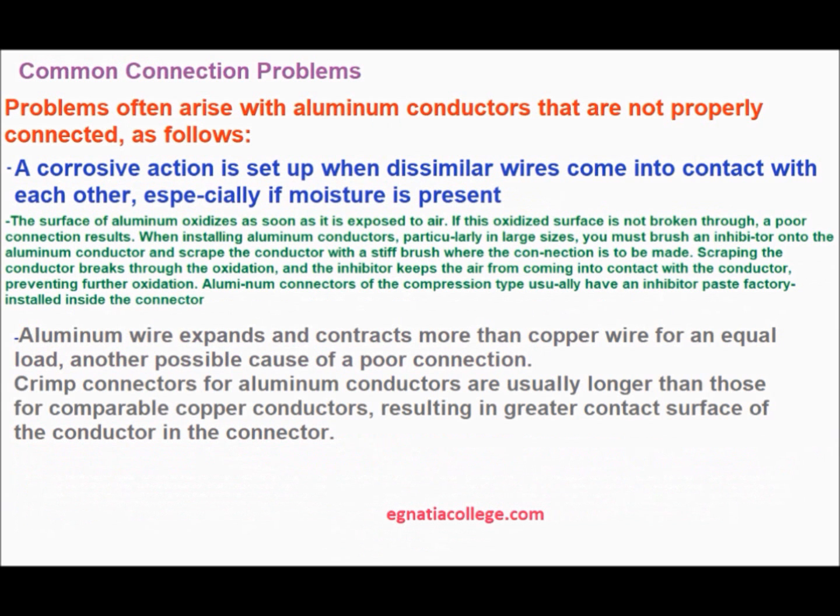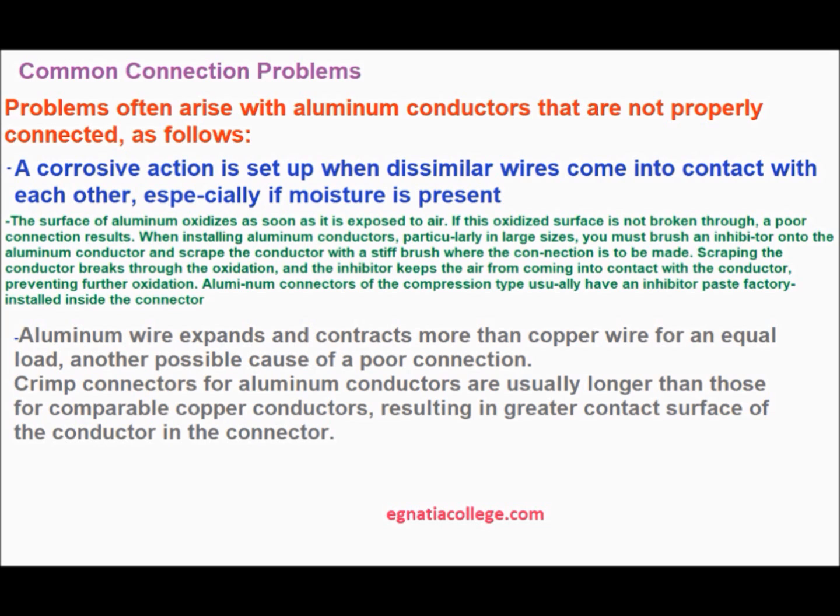Common connection problems. Problems often arise with aluminum conductors that are not properly connected as follows. A corrosive action is set up when dissimilar wires come into contact with each other, especially if moisture is present. The surface of aluminum oxidizes as soon as it is exposed to air. If this oxidized surface is not broken through, a poor connection results.